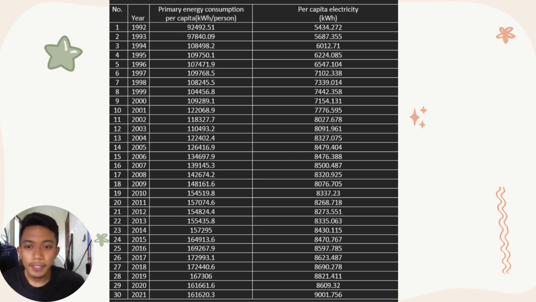This is the data of our assignment. The data obtained regarding measurement primary energy consumption per capita and per capita electricity from 1992 to 2021 in Singapore. When we look at the total energy consumption, differences across countries often reflect differences in population size. In this data, the independent variable is the primary energy consumption per capita and the dependent variable is the per capita electricity.